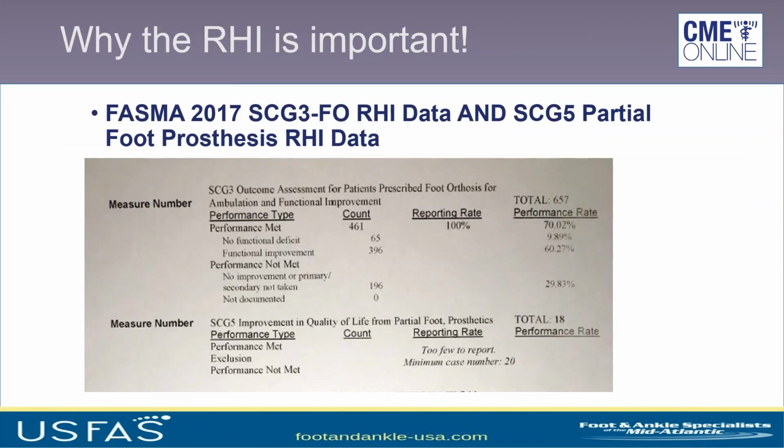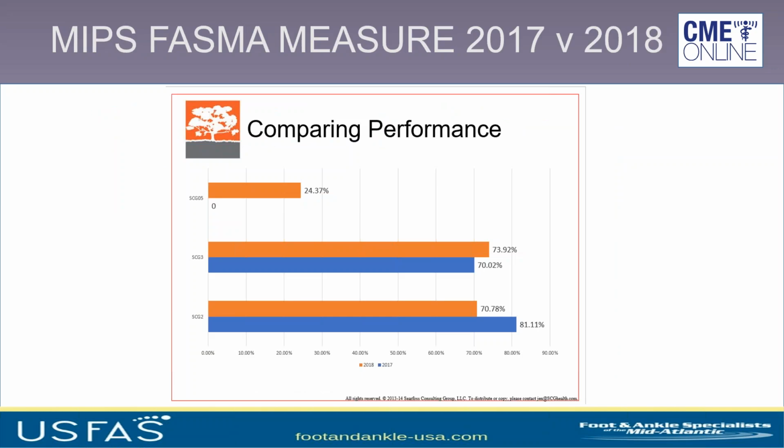The SEG3 is the foot orthotic data, and the SEG5 is the partial foot prosthesis data. This is also from 2017. You'll see that for the foot orthoses, we only had 657 reported and only 18 measured for the partial foot prosthesis in 2017. We needed a minimum of 20 for the SEG5 measure, so we didn't have enough for that. These are quality measures. These are very critical in the world of MIPS and also for FASMA to show whether our AFOs and our foot orthotics and partial foot prostheses are medically appropriate and necessary and whether patients are doing well with them.